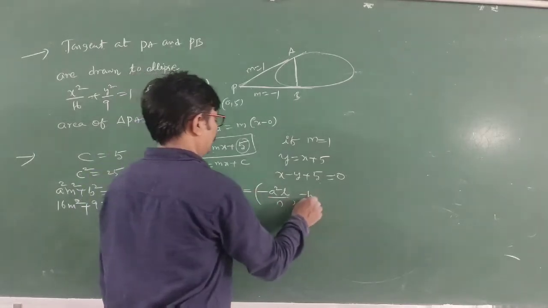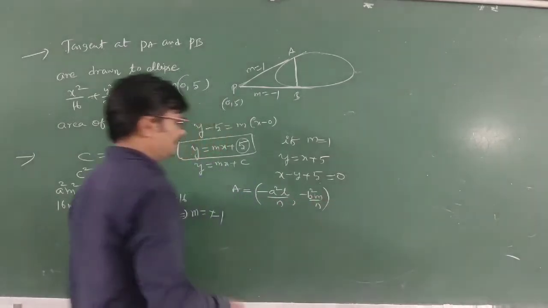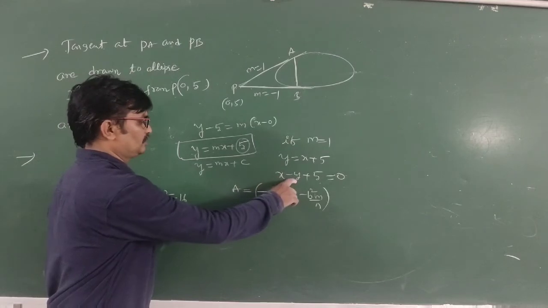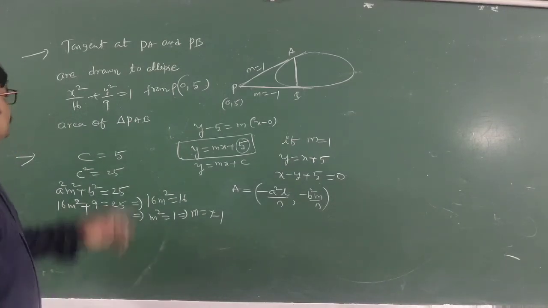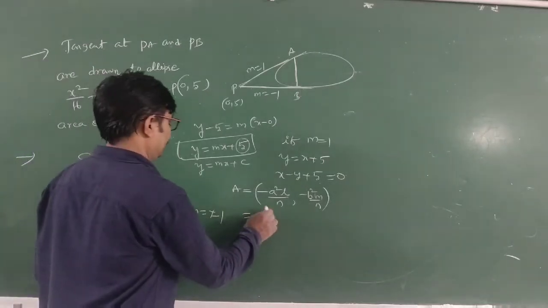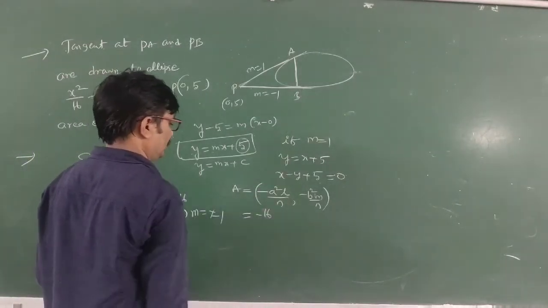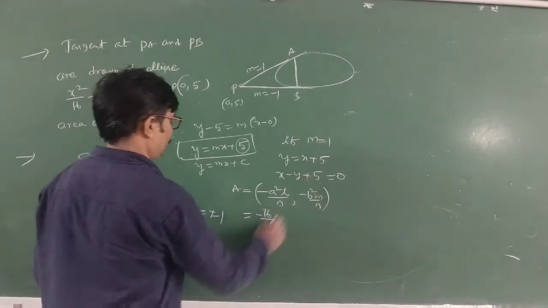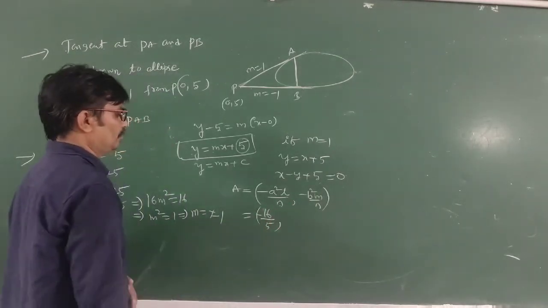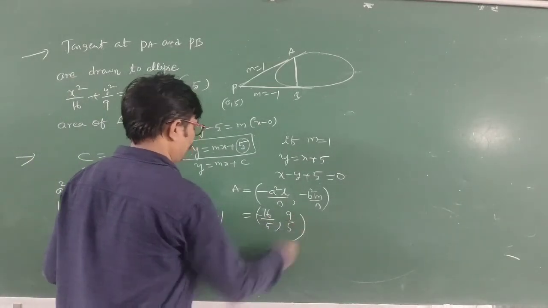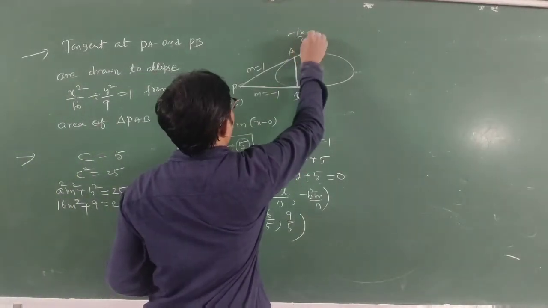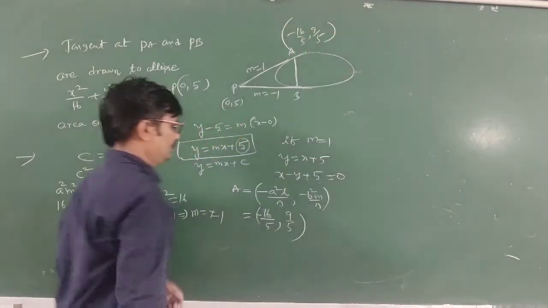This is the point A: minus a square l by n, minus b square m by n. Already I explained, this is compared with lx plus my plus n. So a square is 16, giving minus 16, l is 1, n is 5. Then minus b square m, minus minus plus, that is 9 by 5. So minus 16 by 5, 9 by 5.